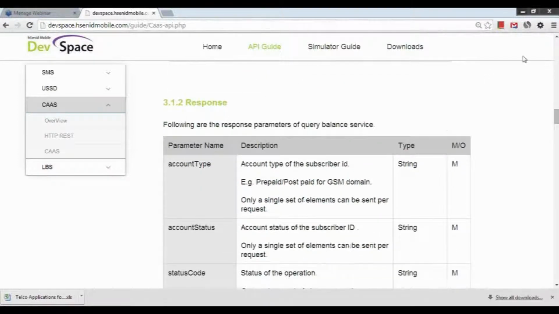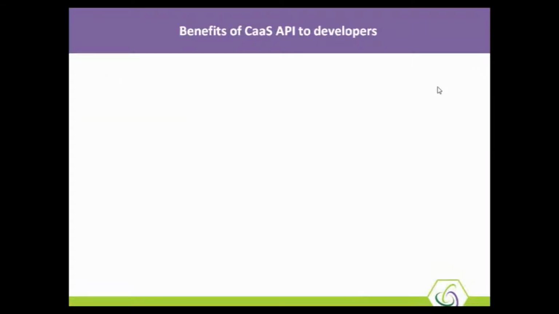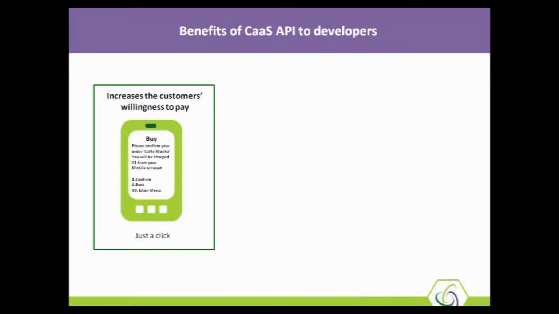So, moving back to the slides, next I would take you through some benefits of the CAS API to developers. I have taken a couple of key benefits to explain here. To start with, paying from a mobile account would increase the willingness to pay. Since application users pay using their mobile account, they don't need to fill in bank details, account numbers or passwords, or even use credit cards to make a payment.